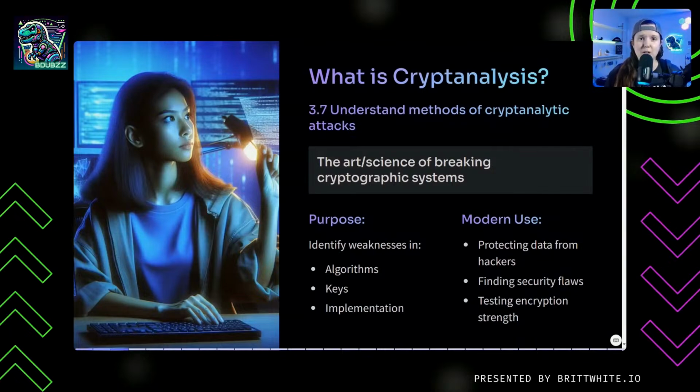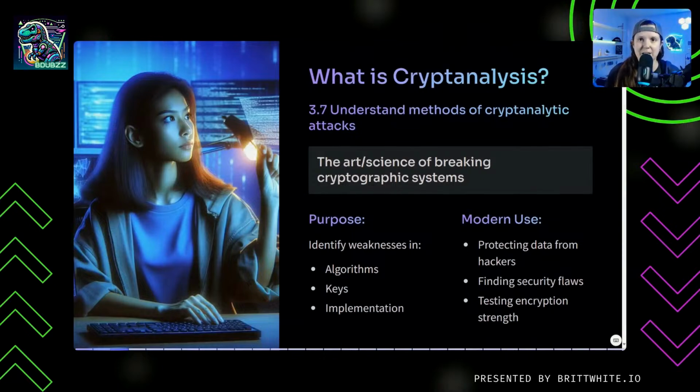During World War II, codebreakers were using cryptanalysis to decode communications, significantly impacting the war's outcome. Today, cryptanalysis has evolved into a critical cybersecurity tool, helping us identify weaknesses in our security systems before attackers can exploit them. So let's break down the three main areas that cryptanalysts focus on. First, there's algorithm analysis, examining the mathematical foundations of encryption systems. Then key vulnerability assessment is testing the strength of your encryption keys. And finally, implementation analysis is finding the weaknesses in encryption that is actually used in systems.